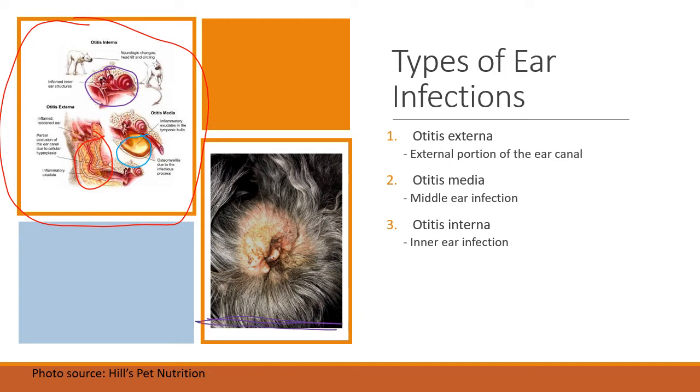This is a picture of my own dog who had an ear infection a few years ago, and you can see that the outside portion of her ear became very crusty and she had an otitis externa infection.